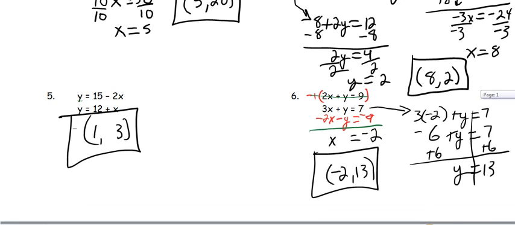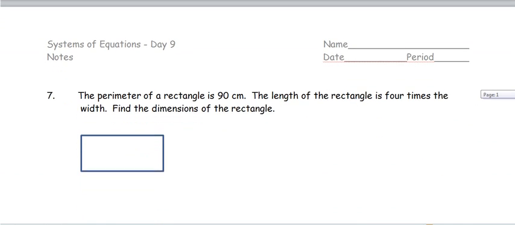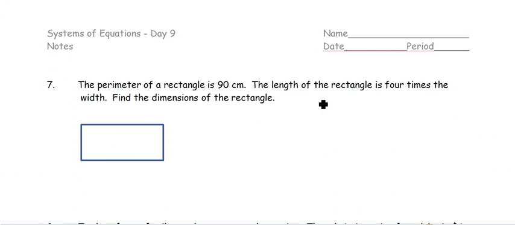All right, on to word problems. The perimeter of a rectangle is 90 centimeters. Well, I know I'm going to need P equals 2L plus 2W. The length of the rectangle is 4 times the width. So length, width, my first equation is length is 4 times the width.